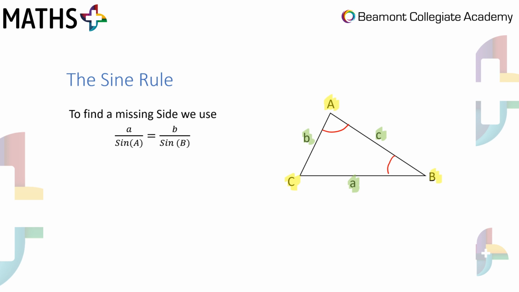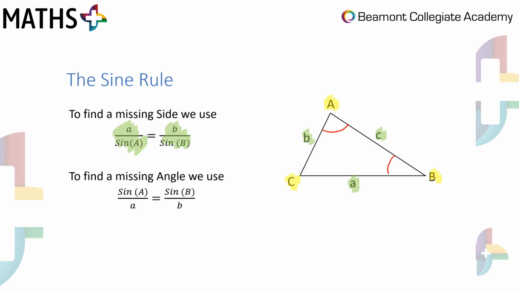The important thing is that within this equation we're using side a and angle A, side b and angle B. The important thing is to remember these come in pairs. So angle A goes with side a and they are opposite. Angle B goes with side b and again they are opposite.